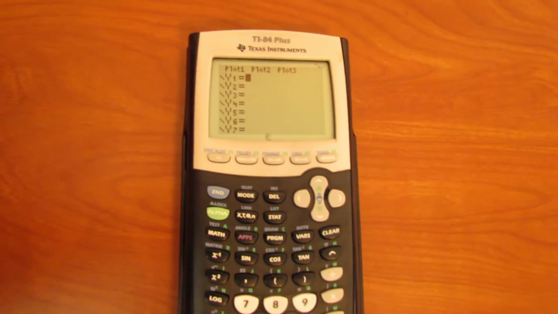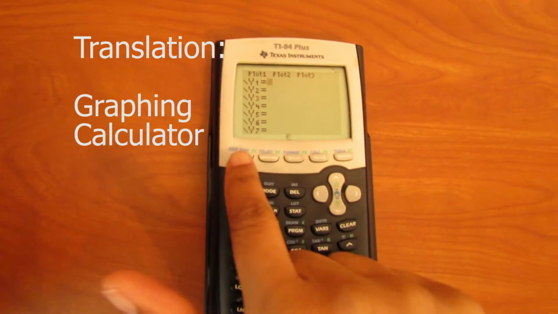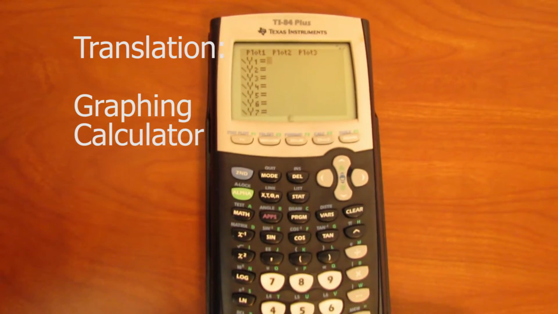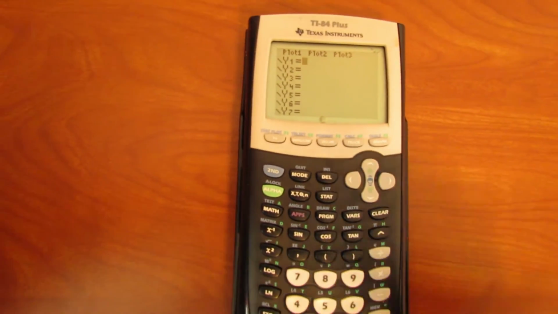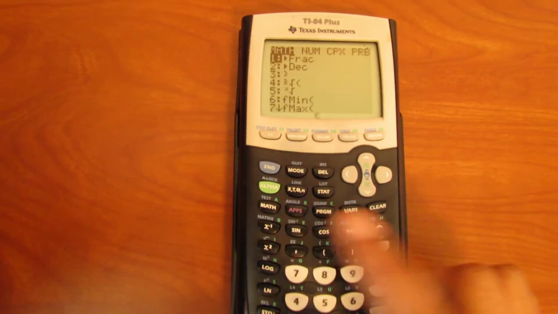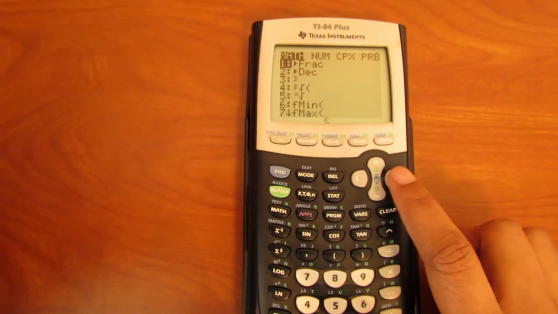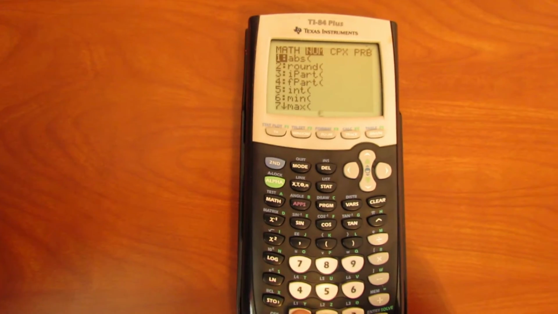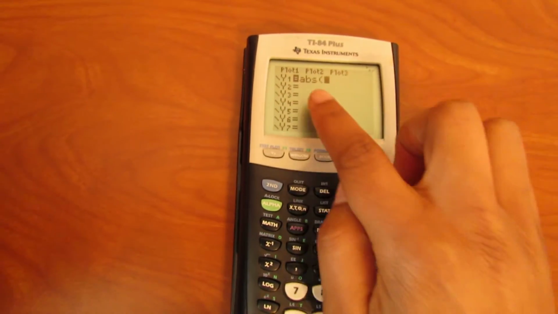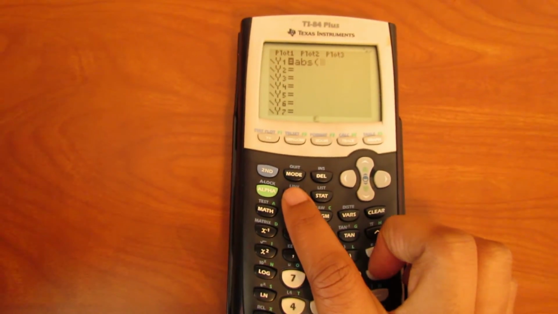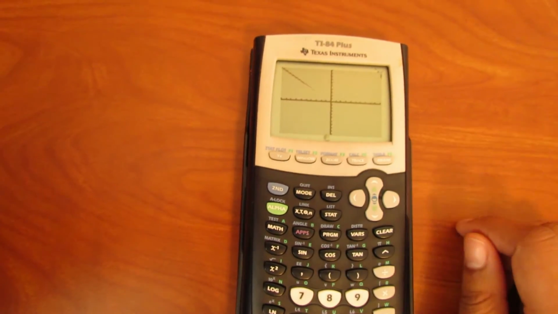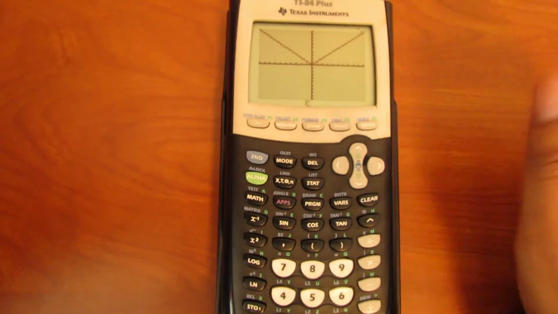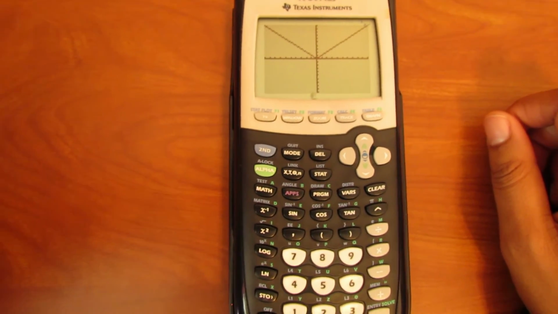In the case of using our graphing calculator, you're going to press y equals, and for my calculator it's older, so we're going to go to math, over 1 arrow, 1 for absolute value, and we're going to type in x, parentheses, and graph. And that's going to show the graph of y equals absolute value of x.